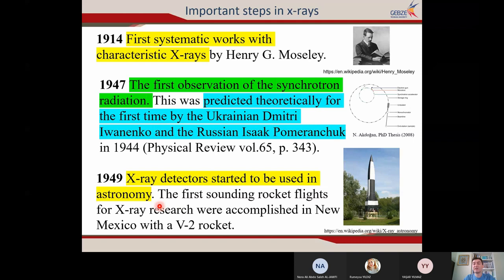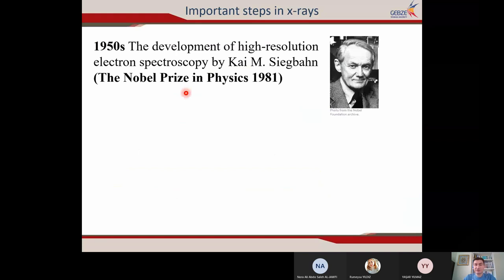Another important historical step was the development of high-resolution electron spectroscopy. He used X-rays in order to get high-resolution electron spectroscopy. It was done by Kai Siegbahn. Of course, he was also awarded the Nobel Prize in Physics in 1981. So he did these things in the 1950s, but got the Nobel Prize just 30 years after his developments.